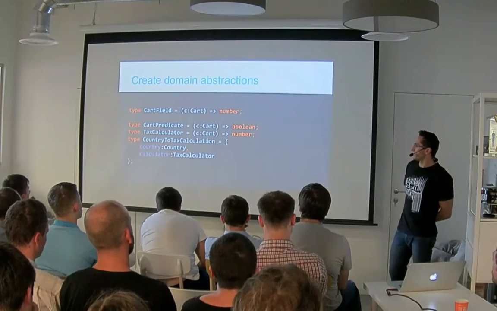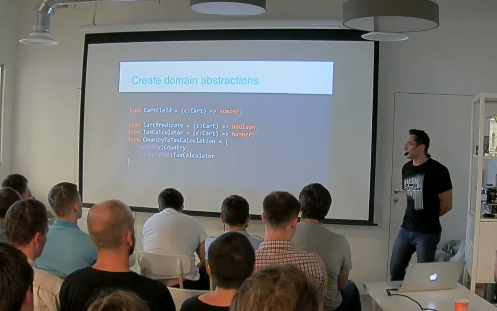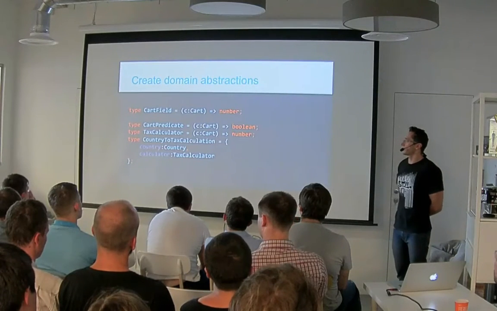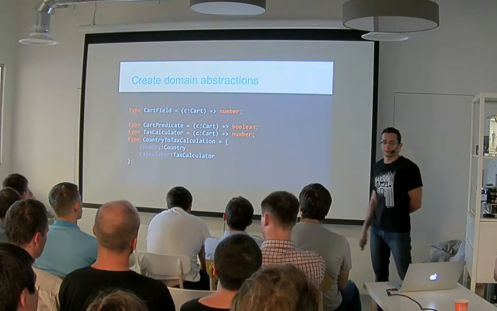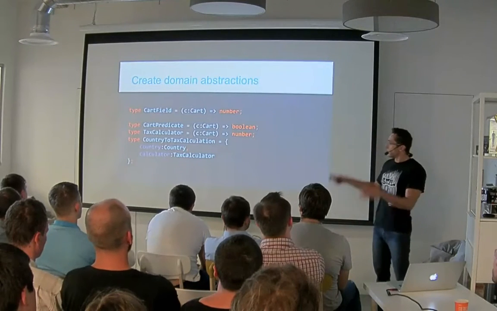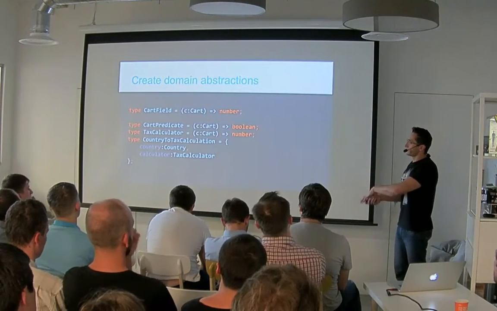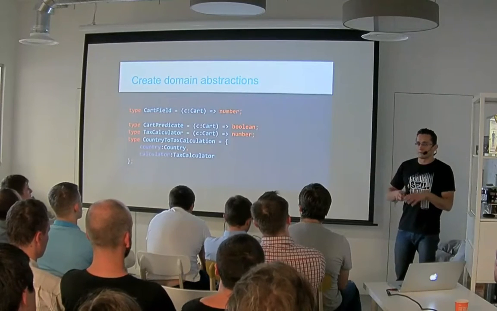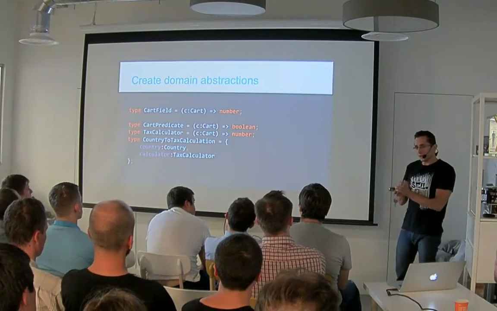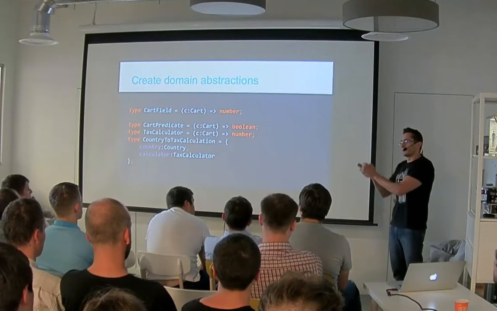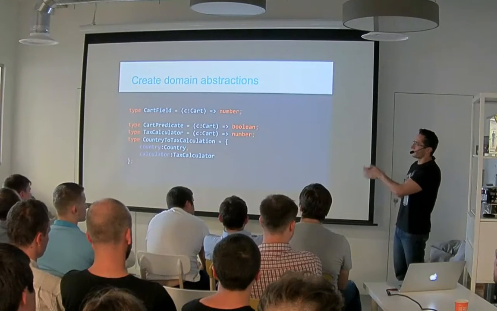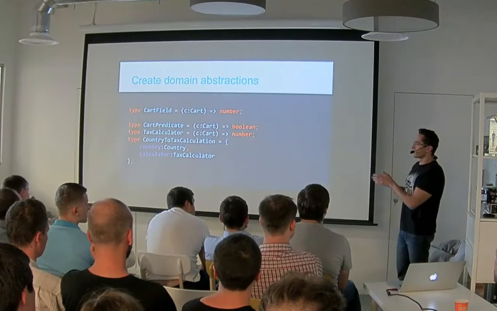And the last one is country to text calculation, which is just a tuple that holds a country and the text calculator for that country. Those abstractions represent the things we saw before. The domain breakdown into a vocabulary. The vocabulary was built up into a relationship. And this abstraction represents the same things we saw before.